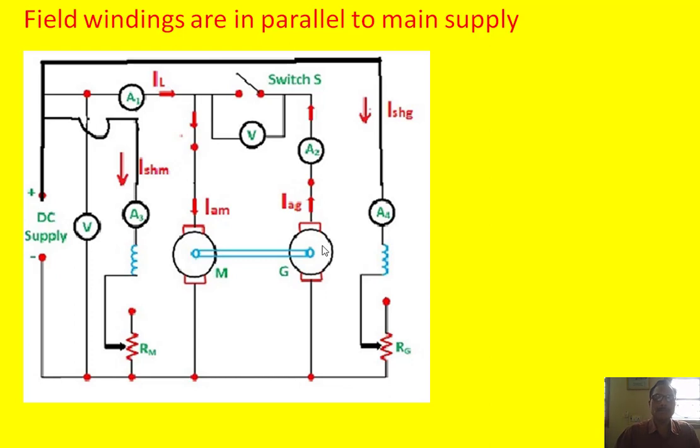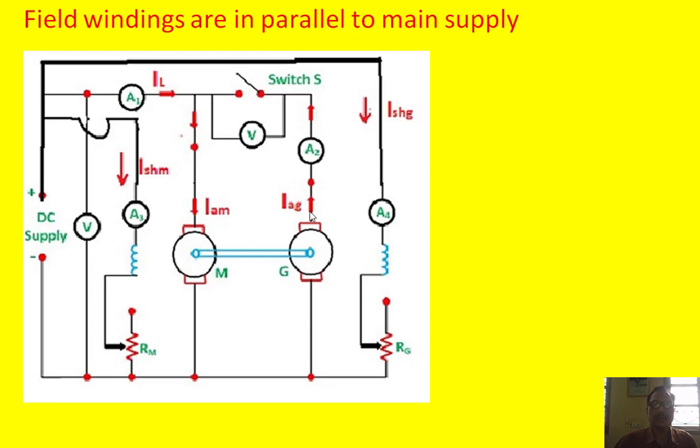So now, vary the field rheostat of the generator and also the field rheostat of the motor. That is, here you increase the generator field circuit current, increase the field current of the generator, whereas here reduce the field current so that the speed of the motor increases, and in such a way that this motor takes maximum current from this generator.